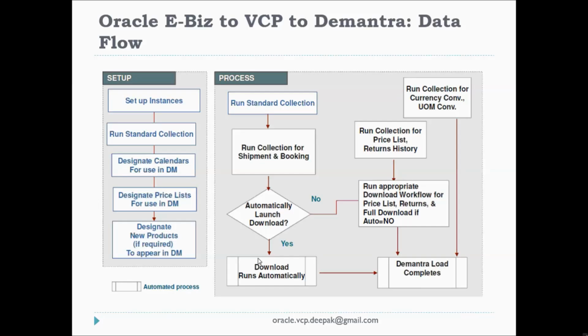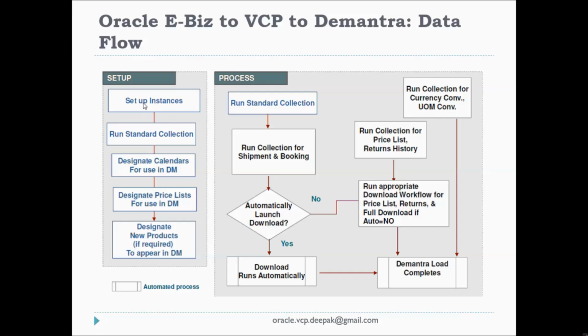Okay, so this is the overall flow, how the data flows and what activities we have to do. The first thing is we have to set up one instance. All these activities are performed on the VCP side. First we'll define one instance. Assume that you have a fresh VCP instance, then these are the things we have to do. But if it is an existing VCP instance, then defining an instance is already done, so you don't need to do it.